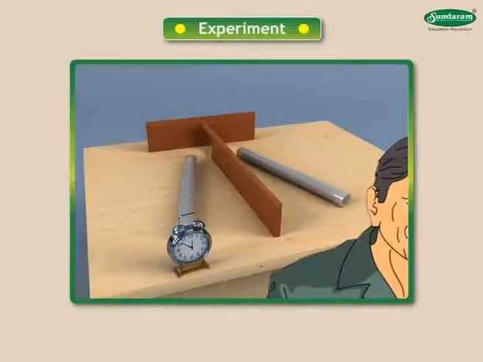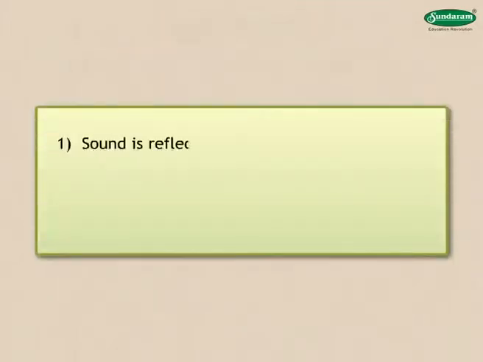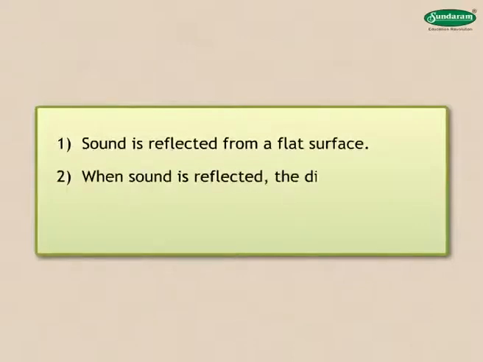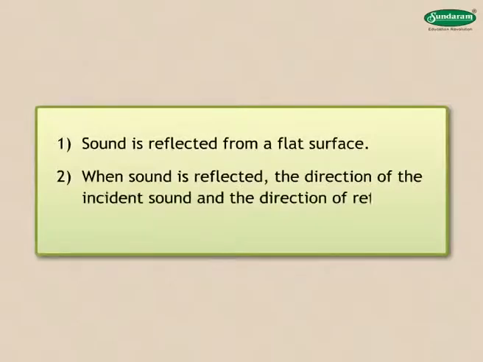What do you see? When the two plastic tubes make equal angles with the piece of wood, the ticking can be heard most clearly. It means that 1. Sound is reflected from a flat surface. 2. When sound is reflected, the direction of the incident sound and the direction of reflection make the same angle with the normal.